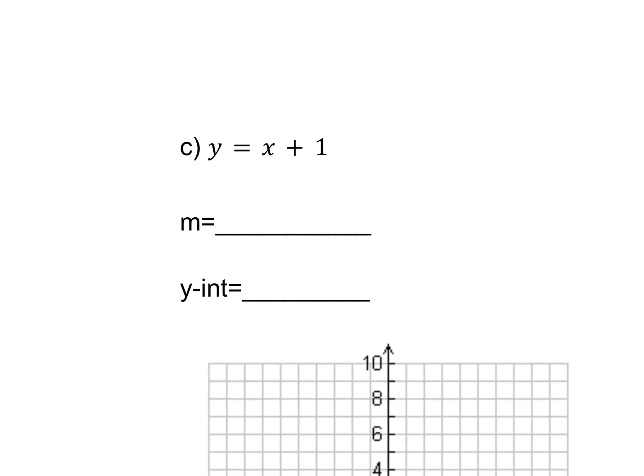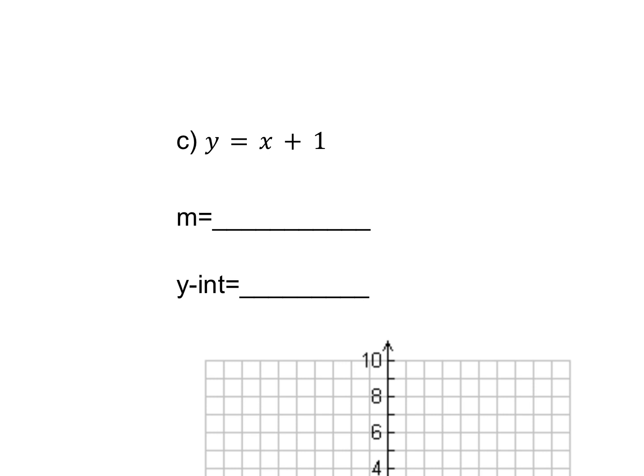Okay, let's do another one. What is our slope here? Since there is no number in front of the x, x is the same thing as 1x. If you want, you could write a 1 right there. It doesn't hurt anything. So our slope is 1, and our y-intercept is at (0, 1). Coincidence, because we're looking right there.